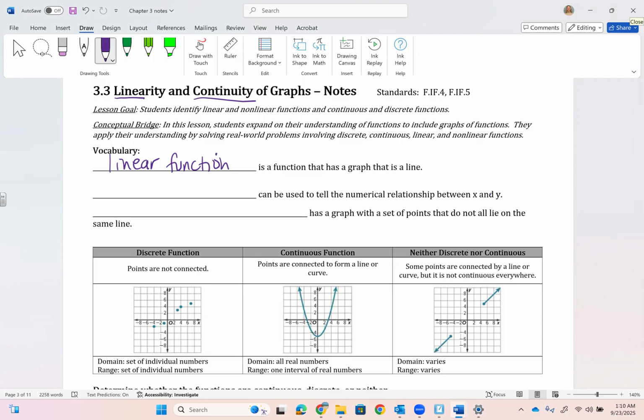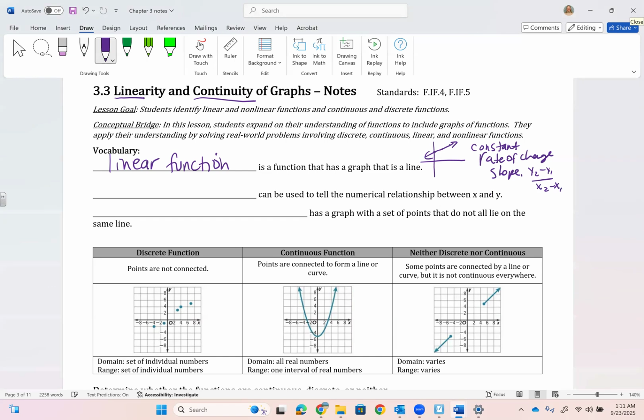Okay. And you definitely have graphed lines last year. And so you know that if you graph a line, it has a y-intercept and it has a constant slope. And so it has a constant rate of change or slope. Okay. And that's the change in y over the change in x.